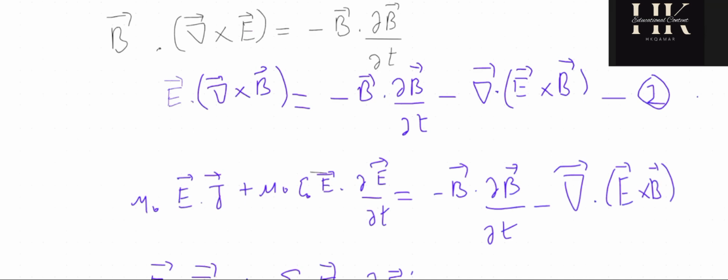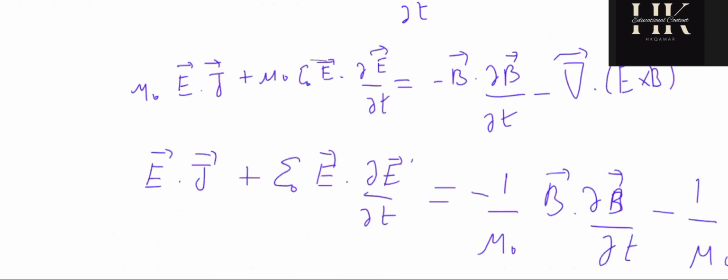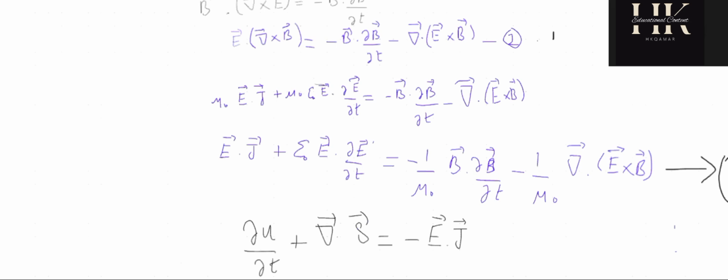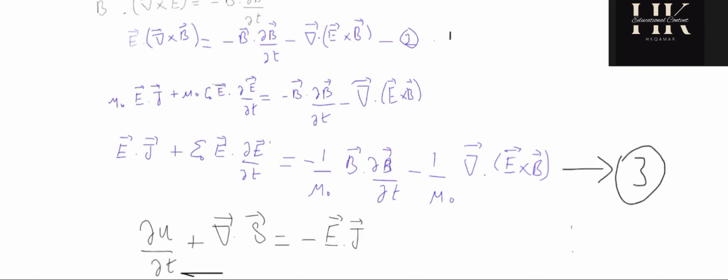Then we will take the mu naught common, or we will divide this whole equation by mu naught. By doing that, we get a third equation. This is the third equation.